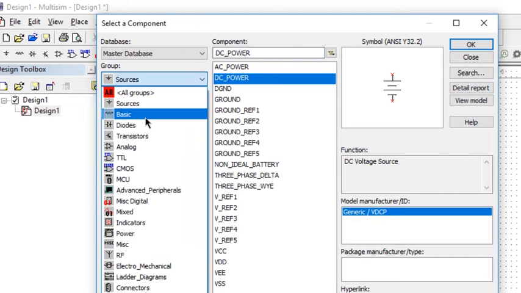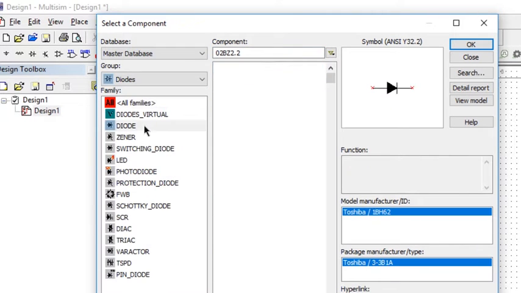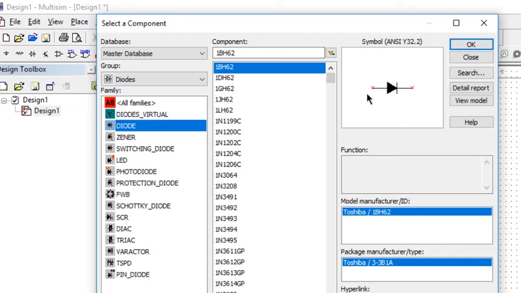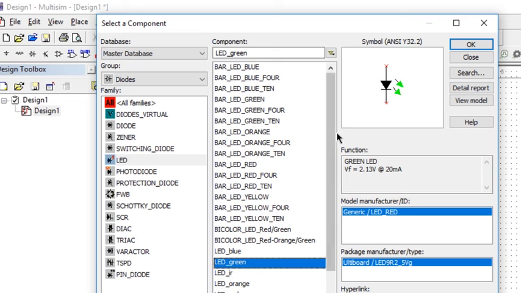Now an LED. Go to the diodes column. There are many types of diodes. This is the symbol of a diode. A diode permits current to flow in only one direction, from its anode to cathode. This is the symbol of an LED. LED stands for light emitting diode.